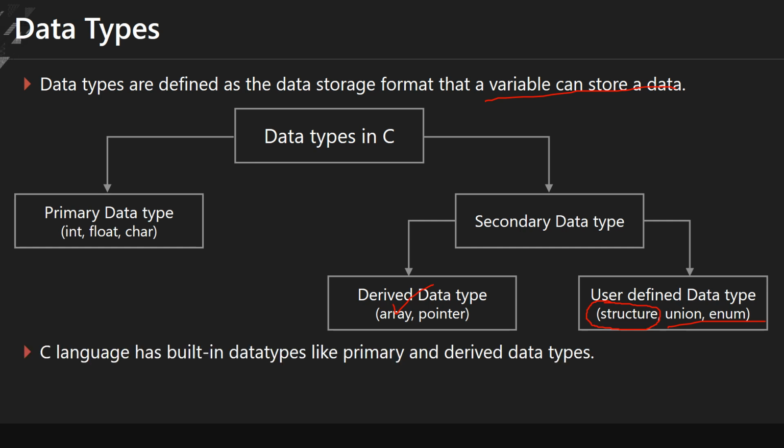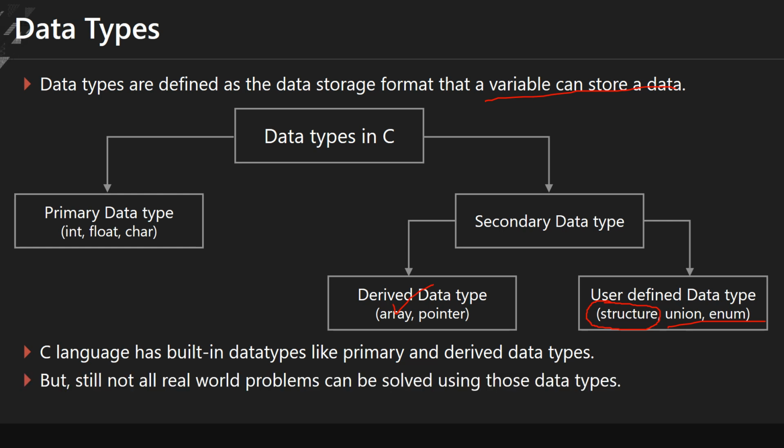C language has inbuilt data types like primary and derived data types, but still they are not enough to handle complex or real world data. It's not possible to solve real world problems with them. In this case, you always have to use user defined data types or structured data types. Structure data types. Let us see what is the definition of a custom data type for different situations.